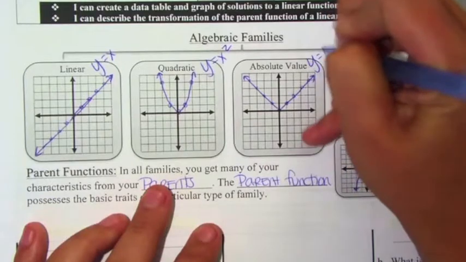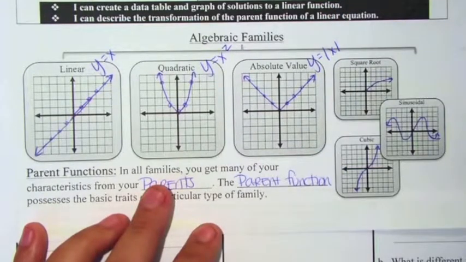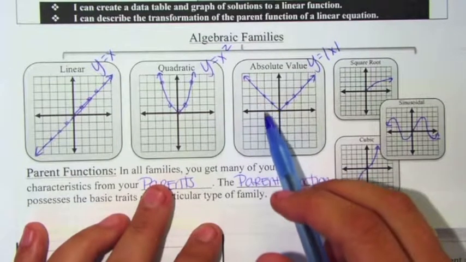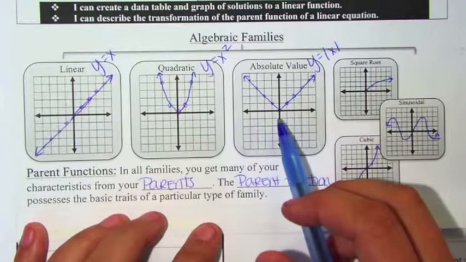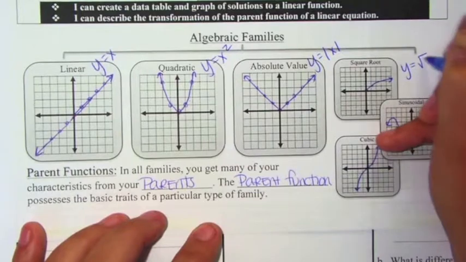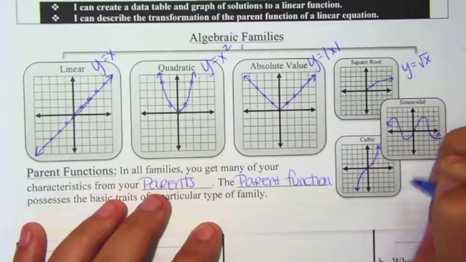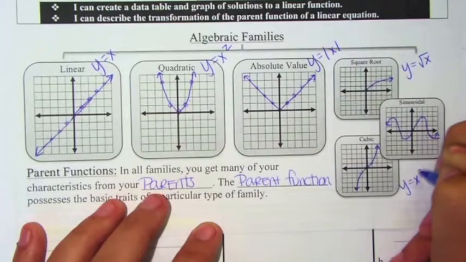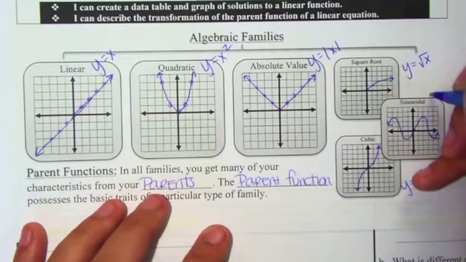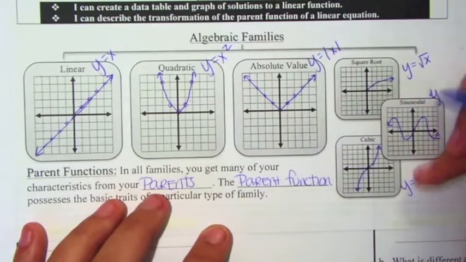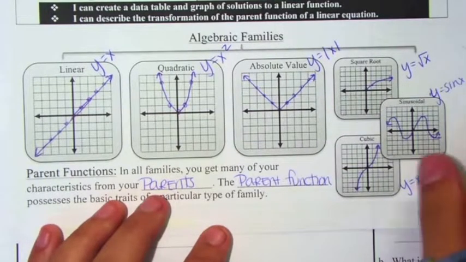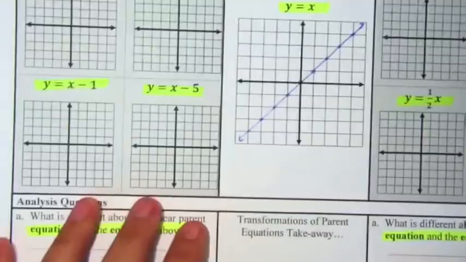Absolute value is y equals the absolute value of x, like that. And so every absolute value graph is going to have this same basic shape, just different characteristics. Then there's the square root function. These are ones that we are not going to do this year, but that's y equals the square root of x. A cubic is y equals x cubed. And then a sine graph, it looks something like this. It's called a sinusoidal graph. And that's something a little different, but that's y equals sine x. You won't do that till pre-calculus. And so today we're going to focus on the linear parent function.